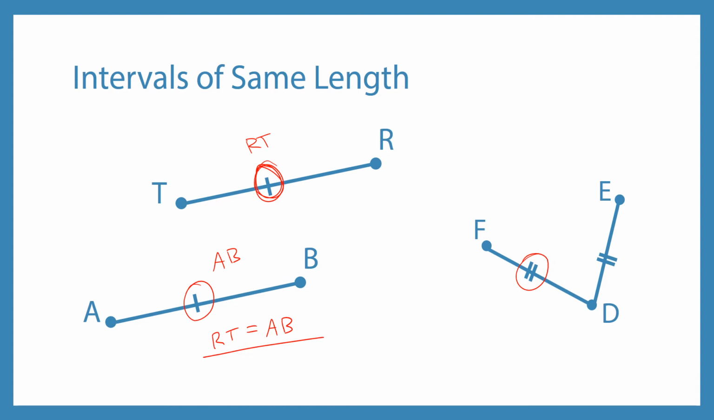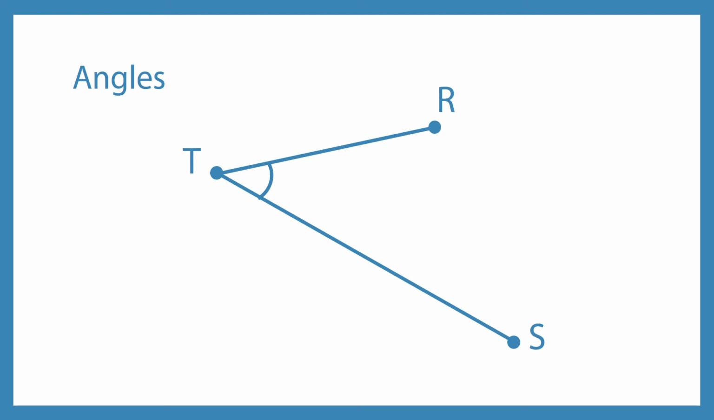Now, I think it's pretty easy to work out which other line is of the same length as DF. So, how would we finish this equation? Okay, so the line that has 2 which matches is DE. So we would write DF equals DE. So that just means that each of these lines are the same length as each other. Or intervals. Now we're going to look at angles.